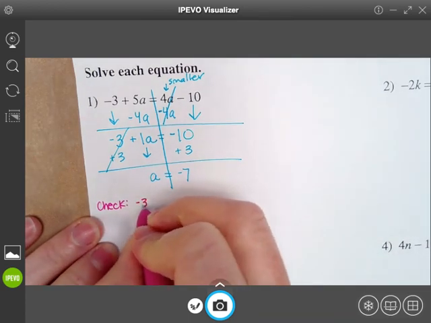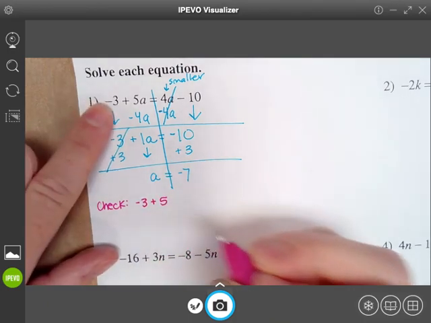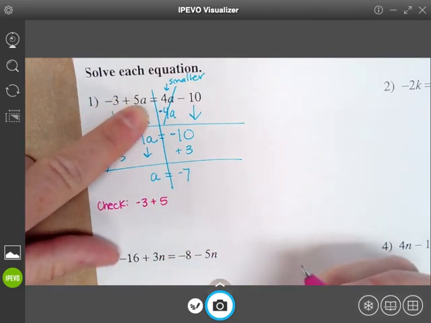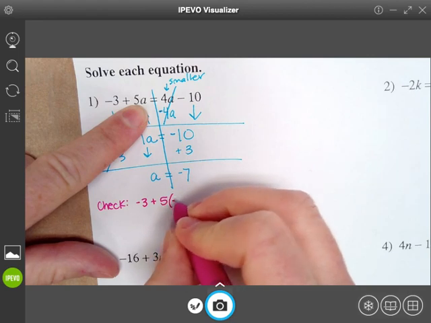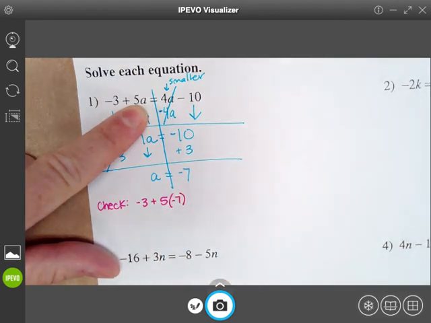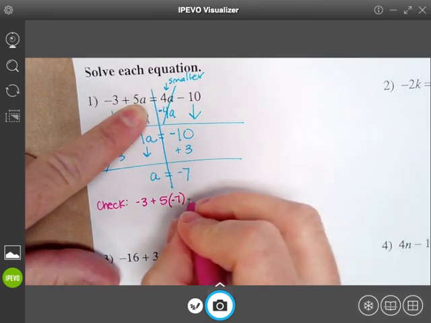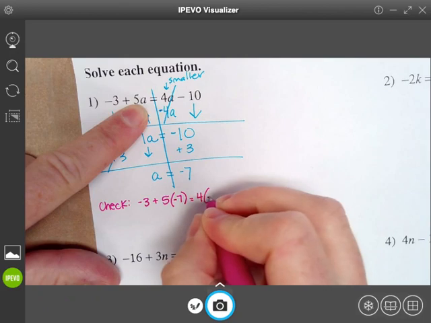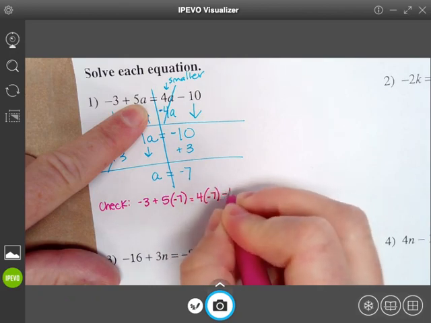So negative 3 plus 5a. So I'm going to plug in that negative 7. Normally, we only have the variable on one side or the other, but now we have the variable on both. So equals 4 times the negative 7 minus 10.